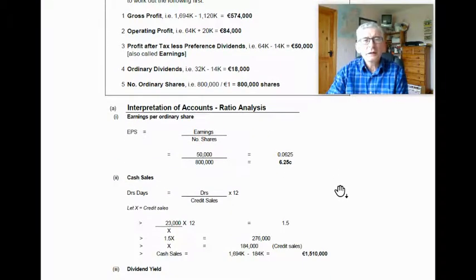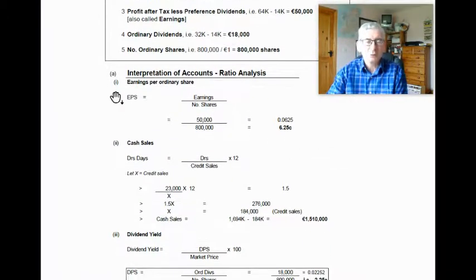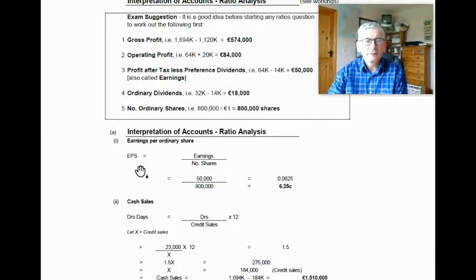Now, moving on then to Part A, the actual questions themselves. Part 1, you were asked for the earnings per share. Provided you know the formula, which we hope you do, it's earnings divided by the number of shares. We know the earnings is 50,000, and the number of ordinary shares is 800,000. So 50,000 divided by 800,000 gives you 0.0625. Now, that's in euro. So what's that in cent? It is 6.25 cent.